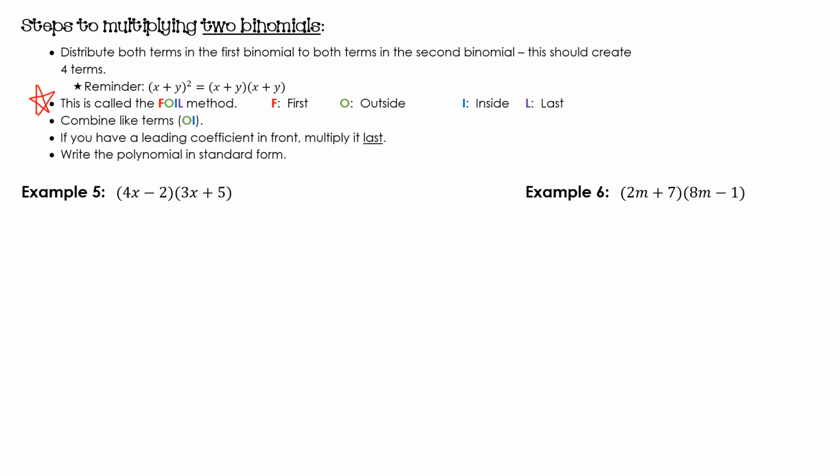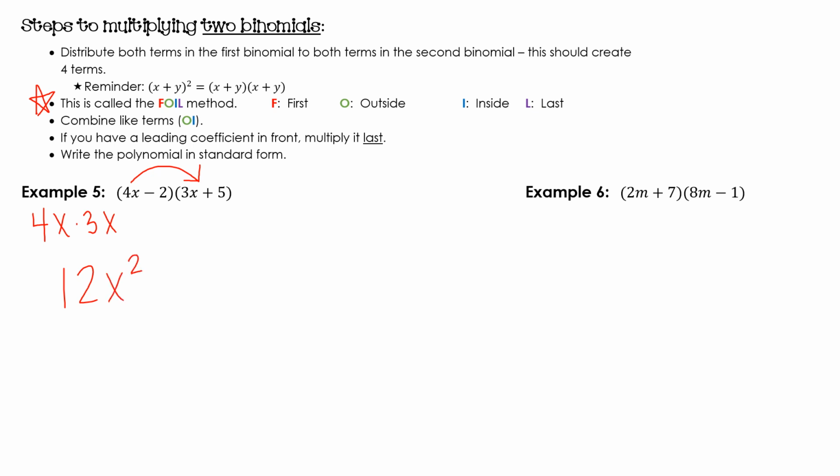So to simplify this problem, I am going to distribute everything that's in the first binomial to both of the terms in the second binomial. And this will create 4 terms. So the FOIL method is going to help us remember first, outside, inside, last, that I need to multiply 4 different things together when I do this problem. So first I am going to multiply the 4x times the 3x. So 4 times 3 is 12, and x times x is x squared.